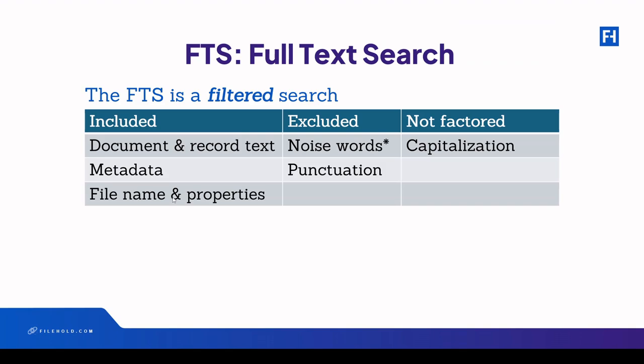So those are the key elements that go into that FTS, that full text search. But we're going to exclude some noise words, which I'll talk about in a second. We're also going to exclude punctuation. So your periods, your commas, your dashes are not part of your search. We're talking about a text-only search and the characters you might enter into there. We also have some capitalization that's not factored into there.